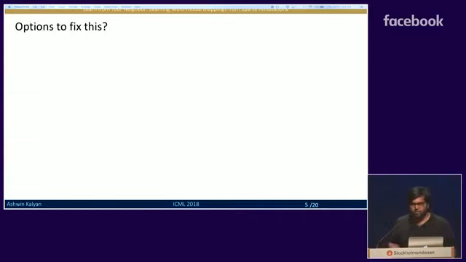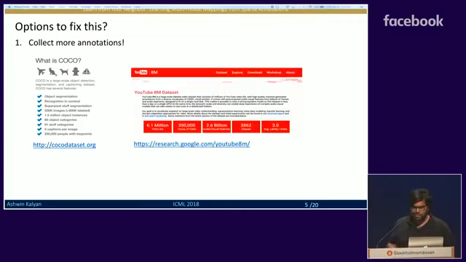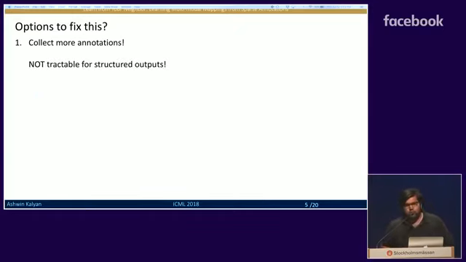So how do we fix this? One way to fix this is obviously to collect more annotations. In fact, this is how the community has gone forward, like the COCO dataset and the YouTube 8M datasets. Multiple large-scale datasets have helped with this. But this is not really tractable for structured outputs.